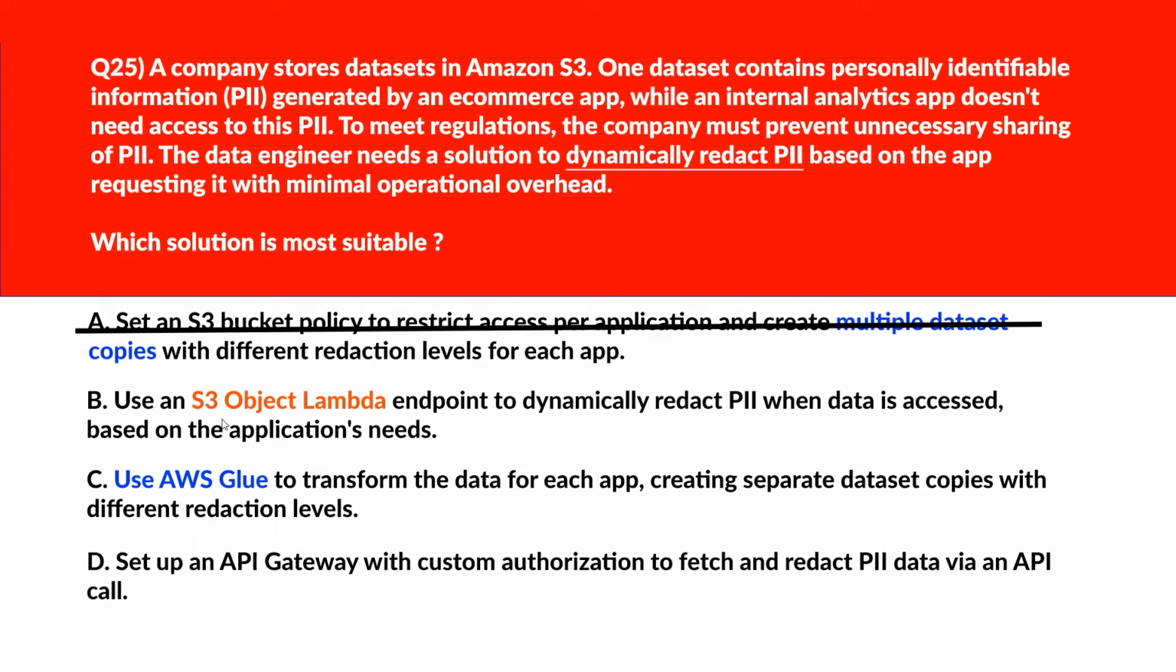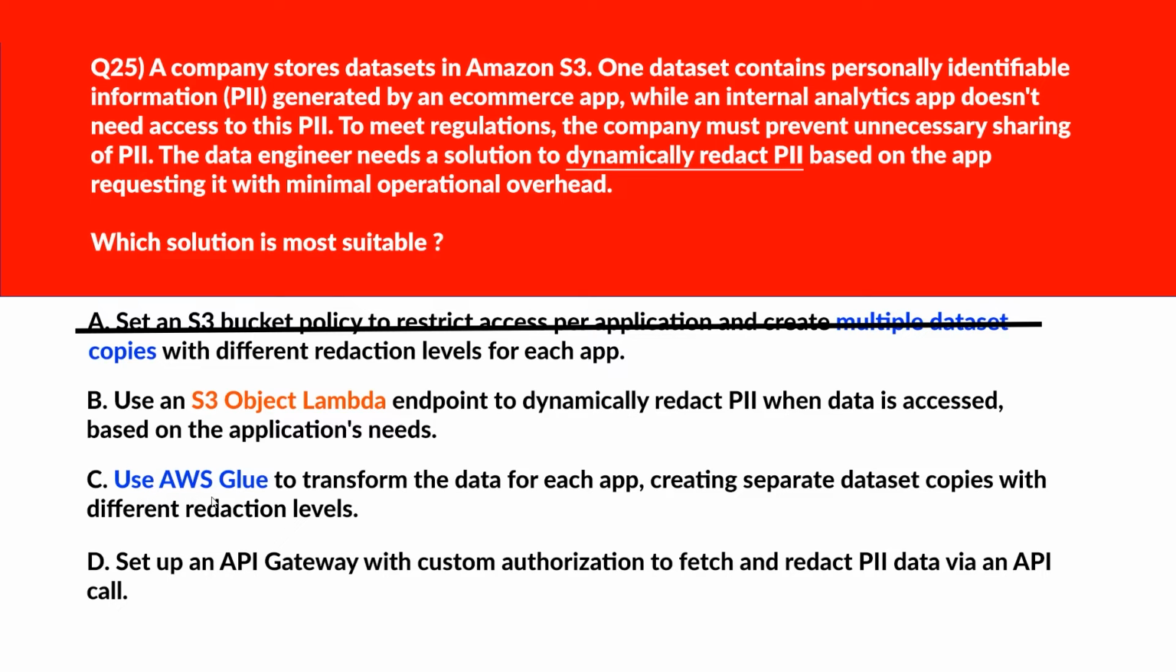B says use an S3 Object Lambda endpoint to dynamically redact PII when data is accessed based on the application's needs. S3 Object Lambda dynamically modifies data during access, allowing for efficient on-the-fly redaction based on application needs. So this looks good. Let's move to option C.